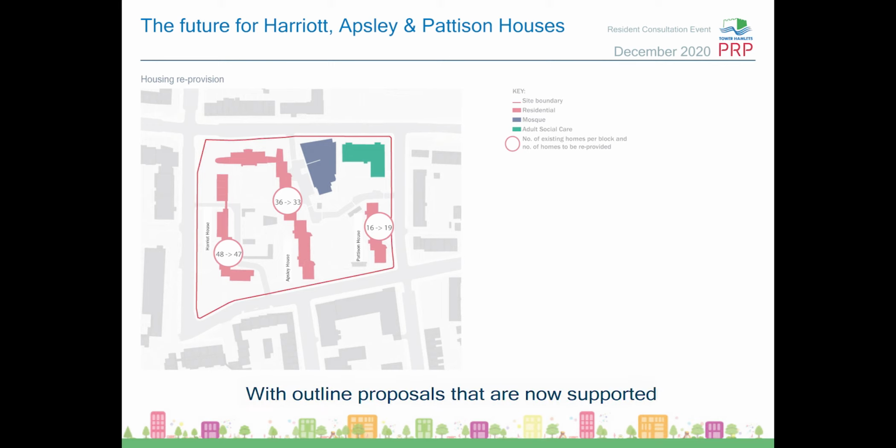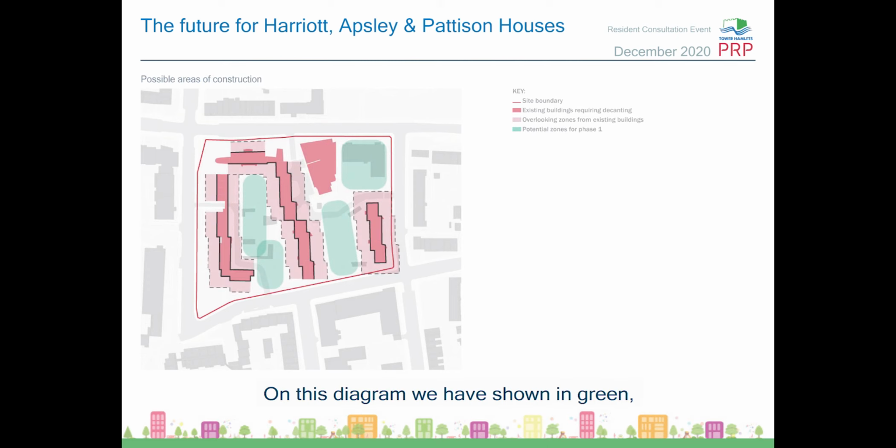With outline proposals that are now supported by the Council's planning officers, subject to detailed design, we can now consider true scenarios. On this diagram, we have shown in green the areas where it is possible to construct the first new homes. But when we consider the negative impacts on residents and construction practicalities, a number have to be discounted. This leaves just two possible scenarios.